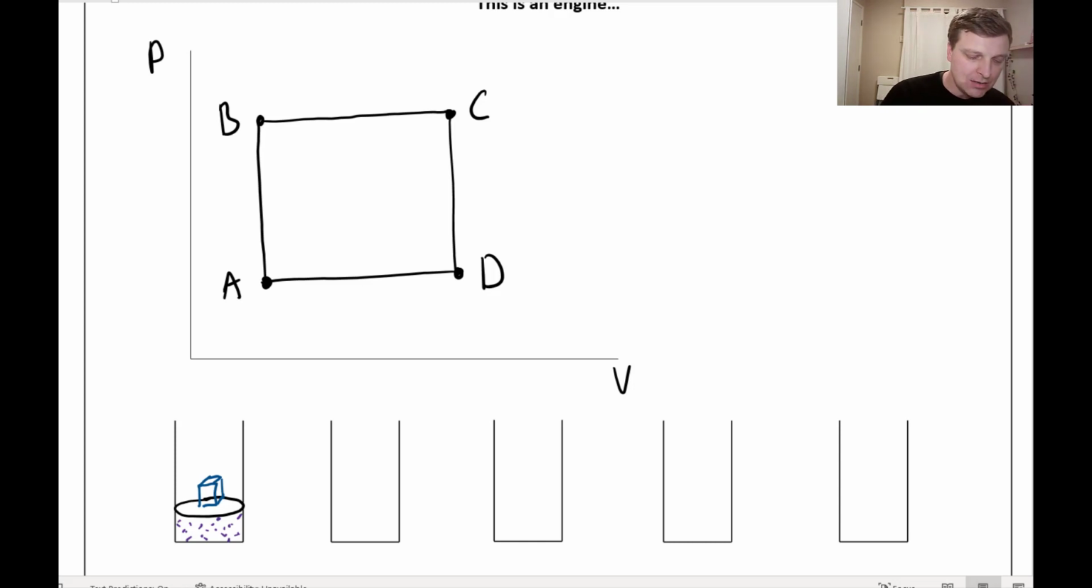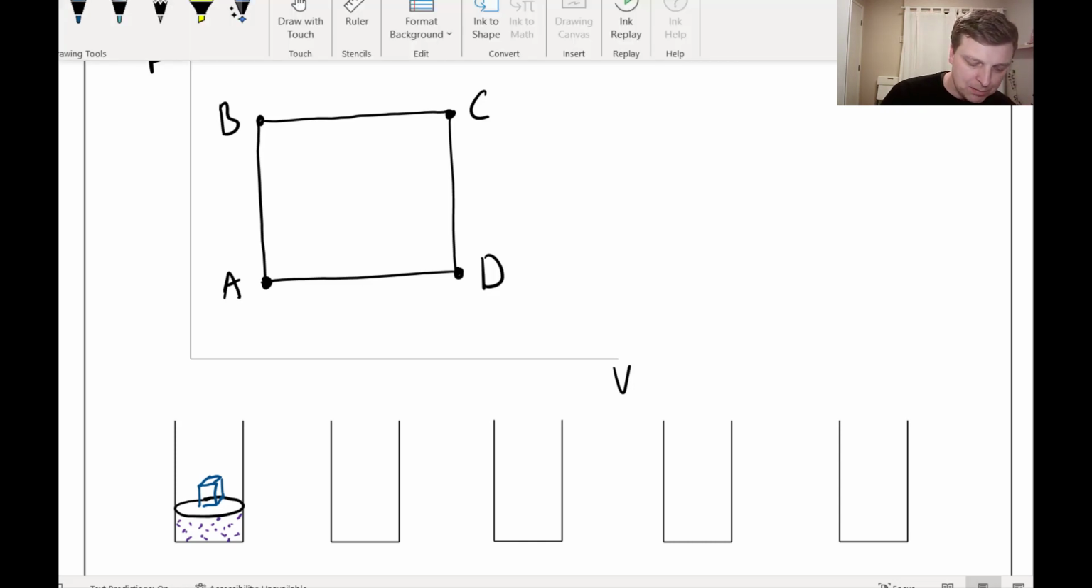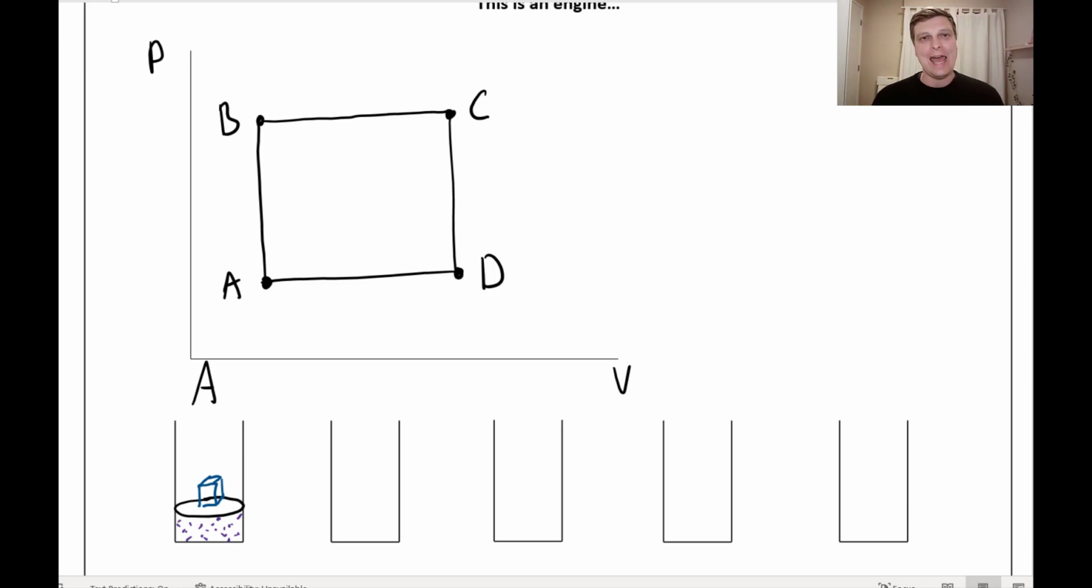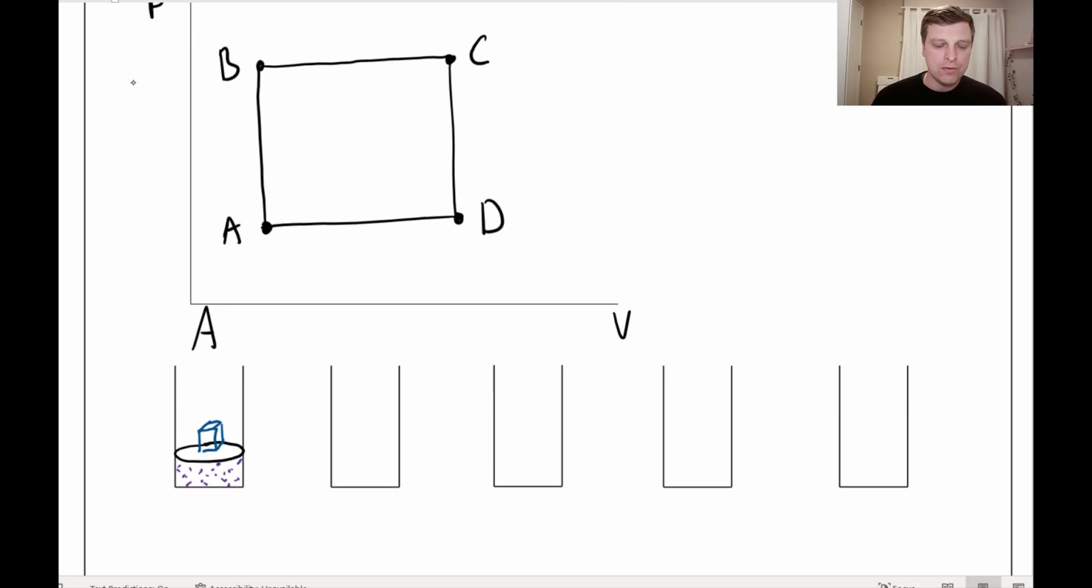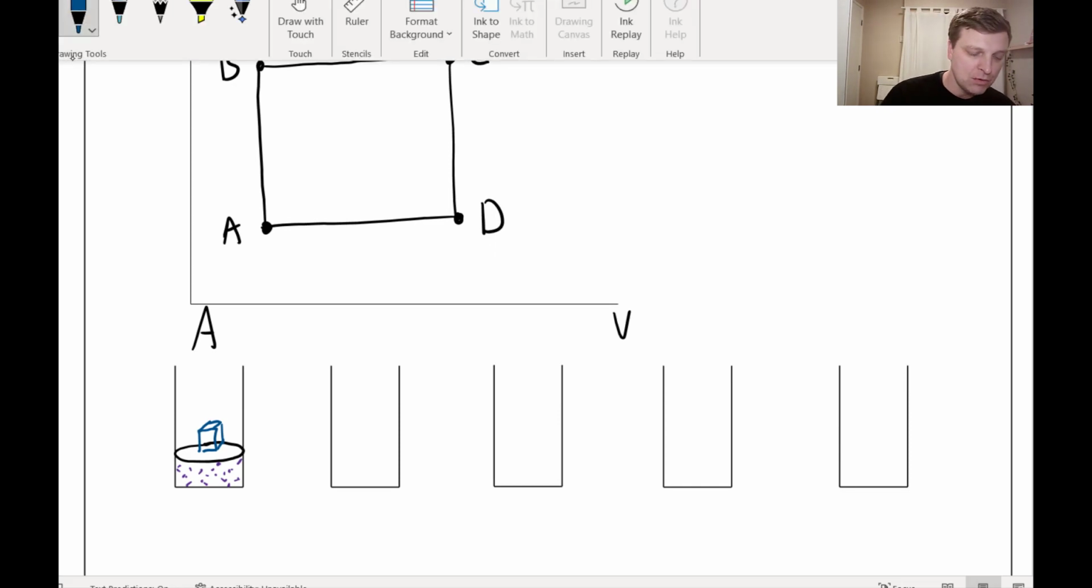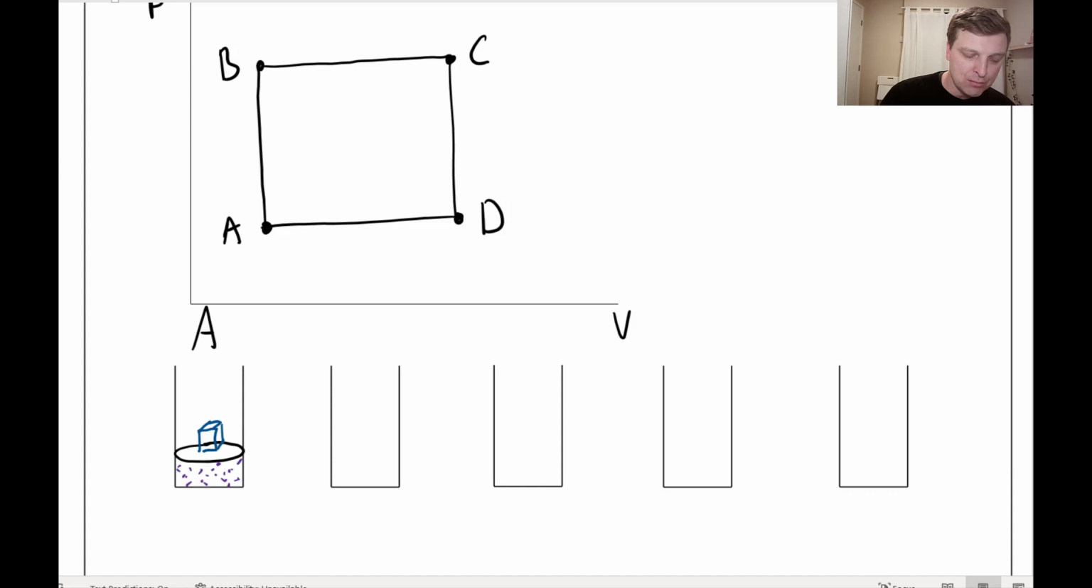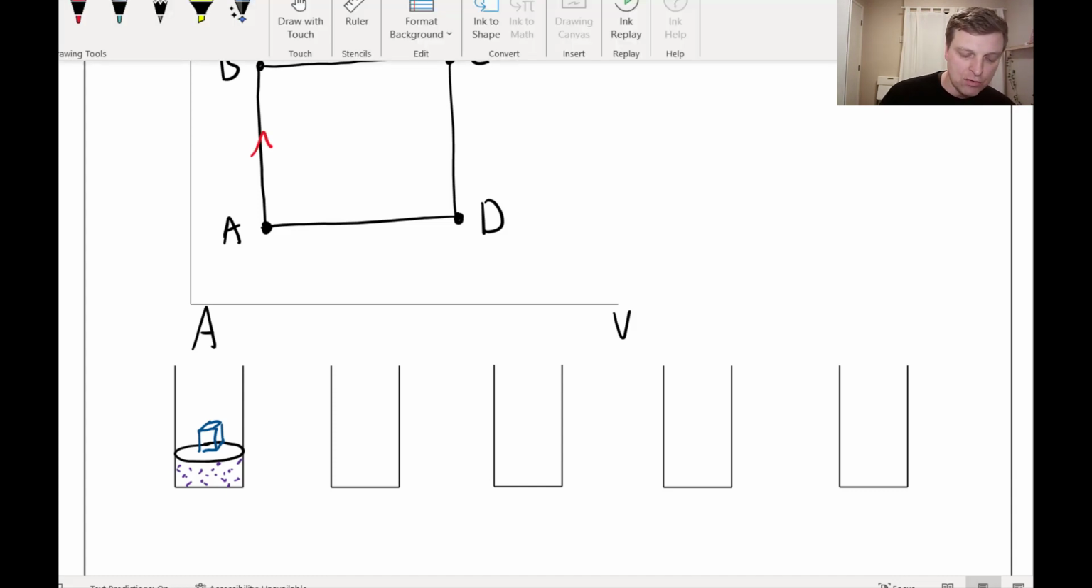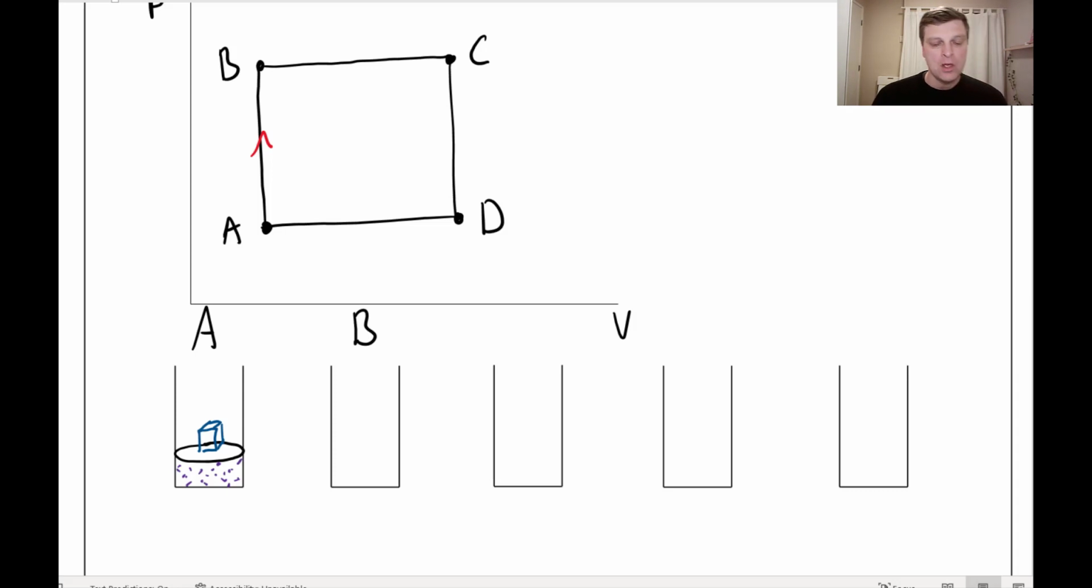So you can see here, this is what it looks like to be at state A, low pressure and low volume. So I'm going to now move through to my next phase. I'm going to go from A, and I'm going to move along here to B. So what would this system look like if I move from A to B? Well, you can see, number one, I stayed at the same volume. So the volume didn't change, but the pressure increased.